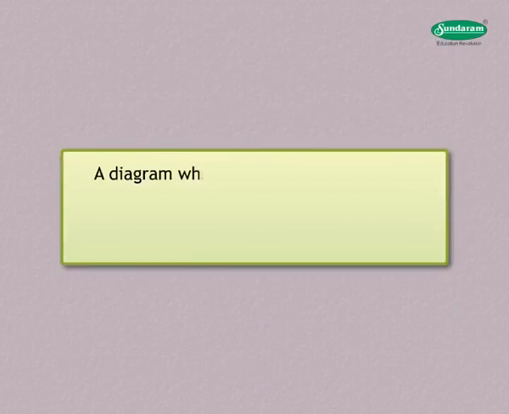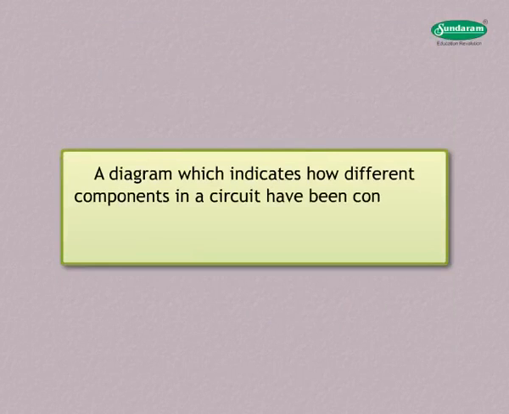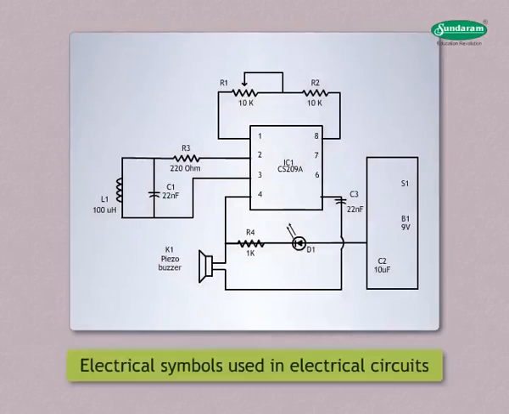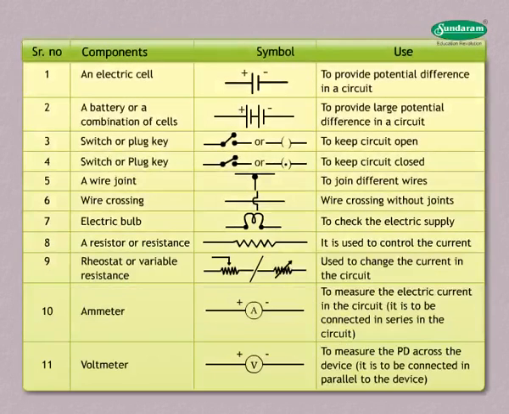A diagram which indicates how different components in a circuit have been connected by using the electrical symbols for the components is called circuit diagram. Electrical symbols used in electrical circuits are given in the table 4.1. A typical electrical circuit is here.